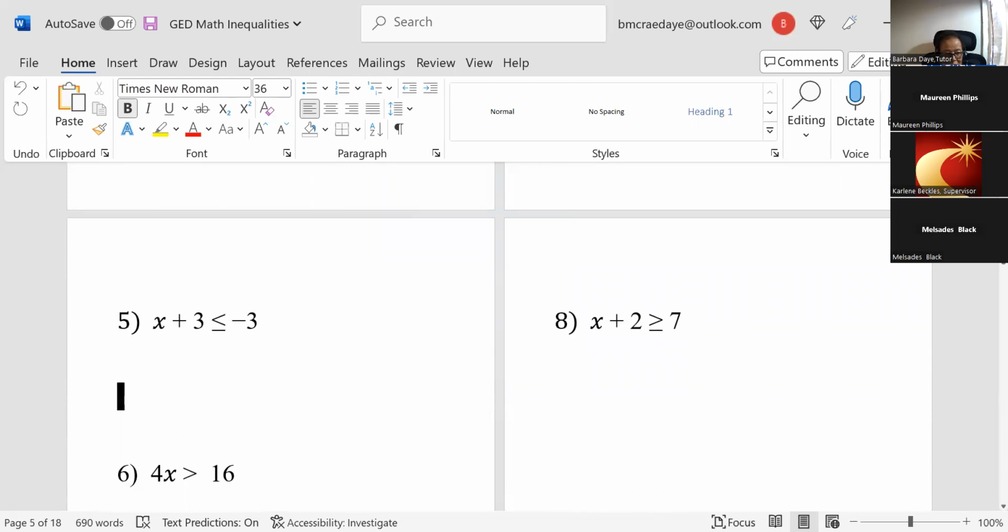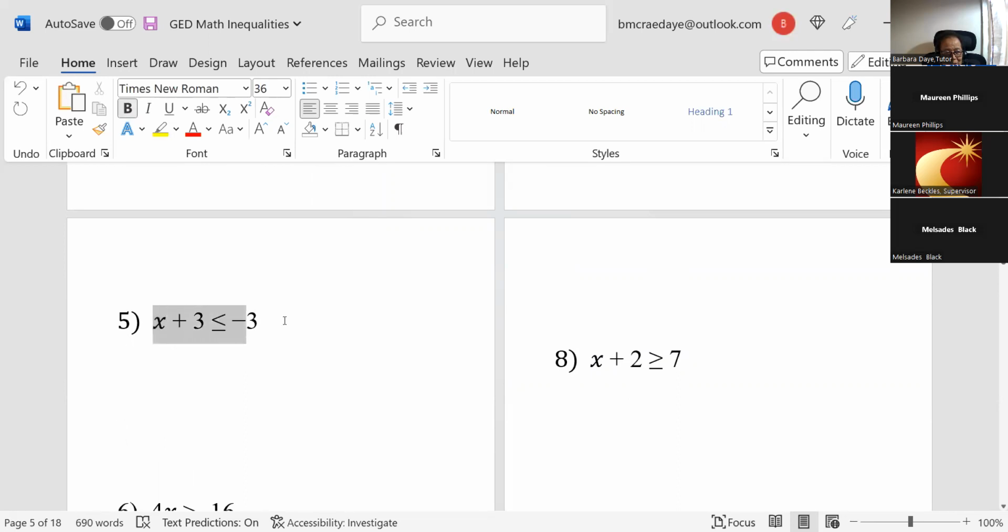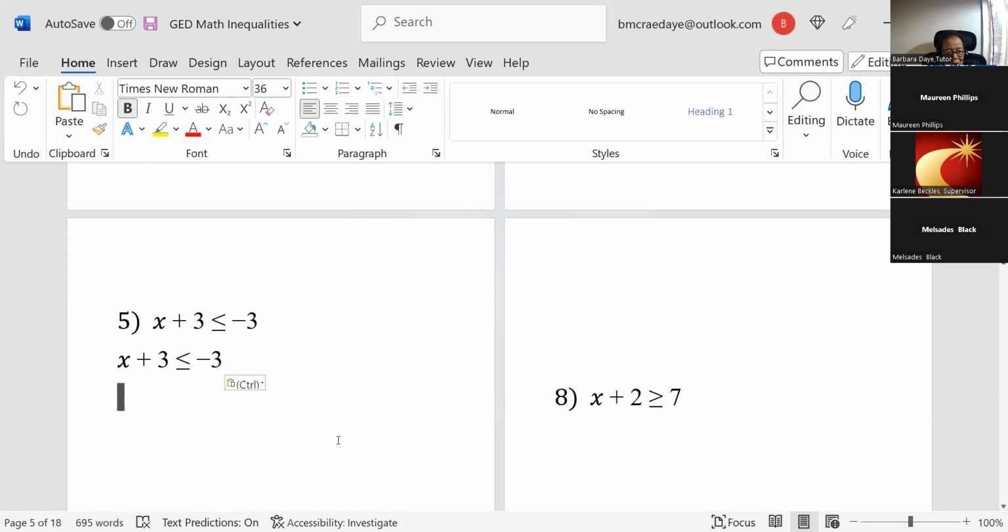Okay, let's look at number 5, Mercedes. I want you to do number 5. Oh boy. Remember, the goal is to get this variable on one side by itself, right? So what would you do, Mercedes? x plus 3 is less than or equal to negative 3. So what would you do to both sides? I think... I wonder.